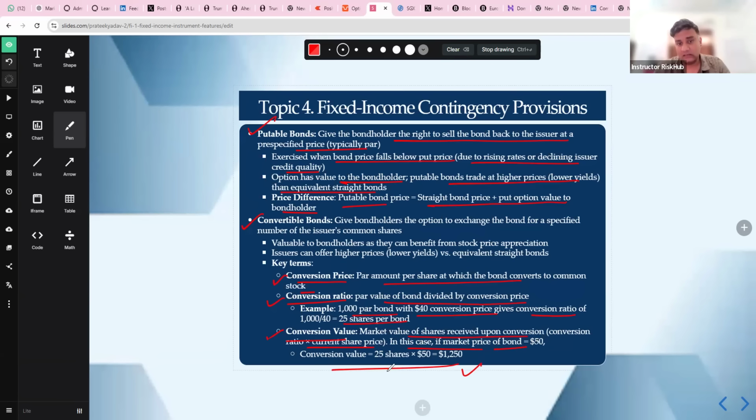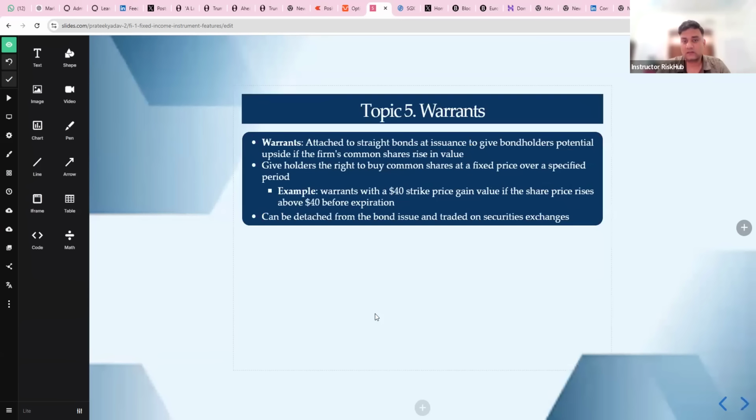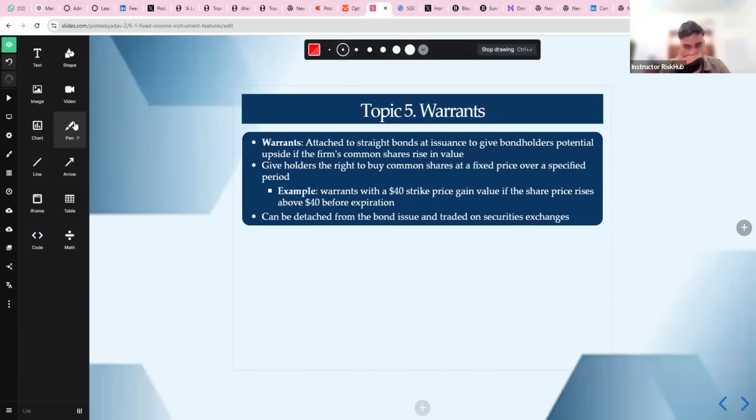So again, please understand that a convertible bond gives the bondholder the option to exchange the bond for a specified number of the issuer's common shares. It's valuable to the bondholder as they can benefit from the stock price appreciation. Issuers can offer a higher price, lower yield than equivalent straight bonds, right? Bondholder gets debt protection plus equity upside. Issuer benefits because it can issue debt at a lower coupon, right? Once we have seen this, we go to the next part, which is your warrants, right?